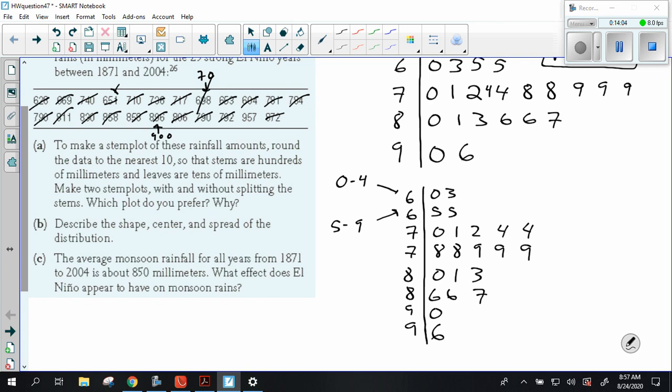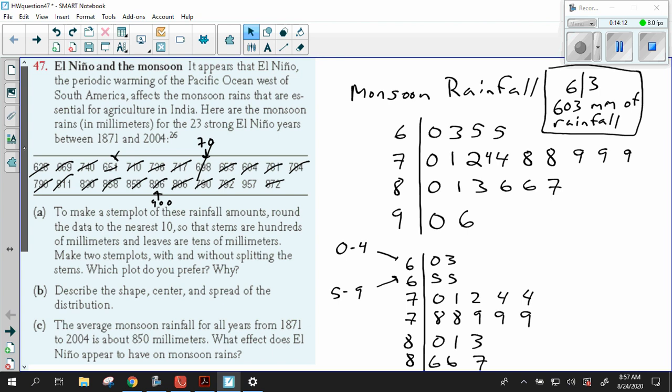The purpose of this was I just wanted to clear up the different ways that we can make a stem plot for this particular problem.